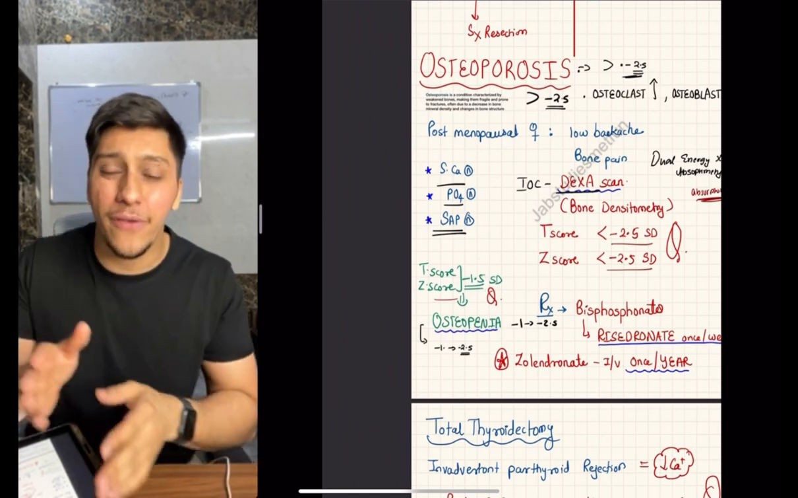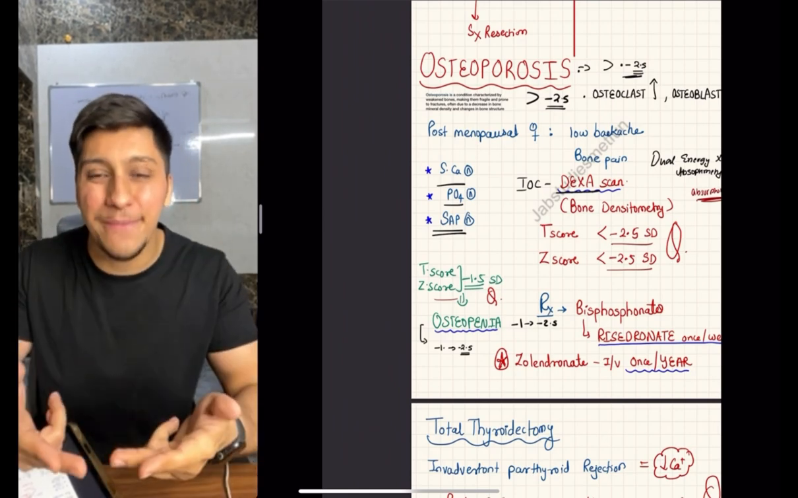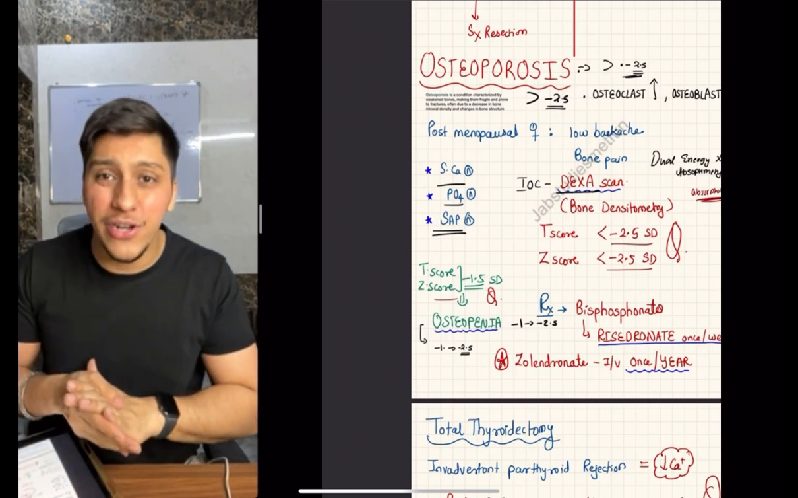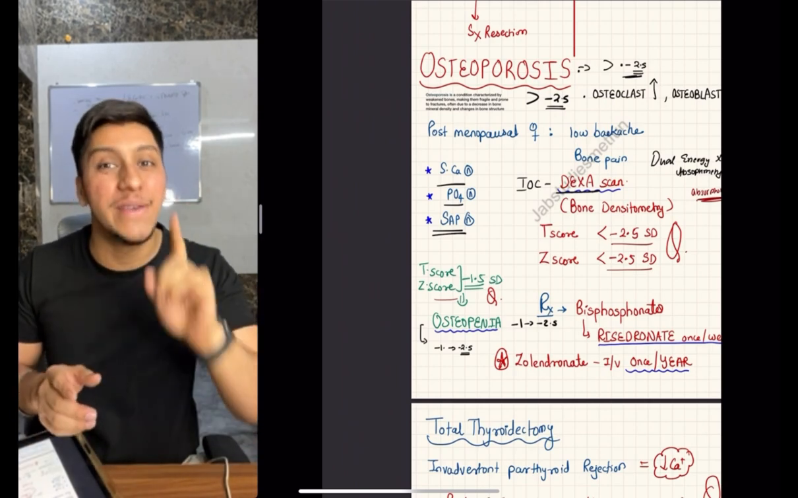Let's talk about the drug of choice one more time, so we're revising at the same time. In primary hyperparathyroidism, the drug of choice was going to be bisphosphonates.